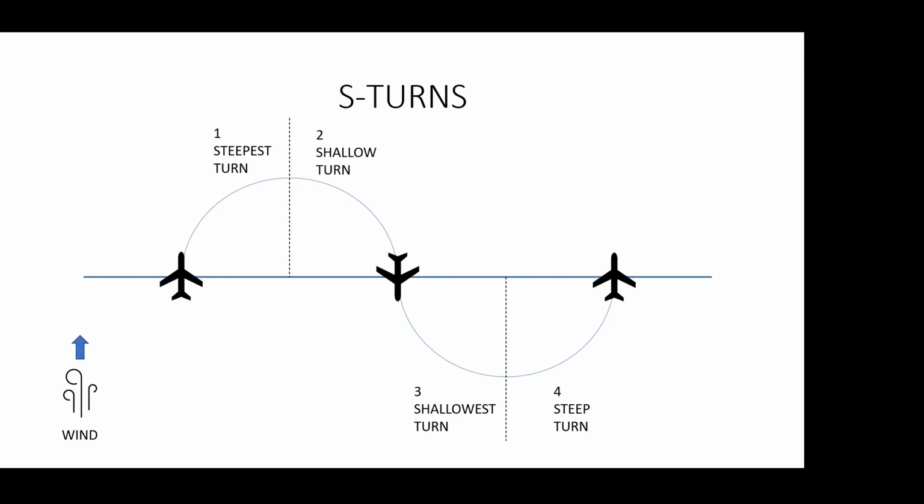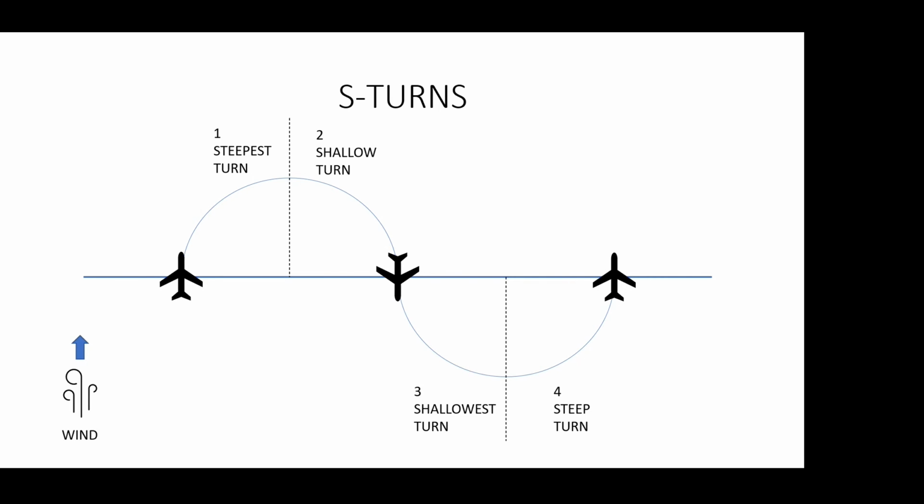So as you start to make that turn from quadrants 1 to 2, what does your rate of turn need to do? It needs to decrease. It needs to become more shallow. It needs to become more shallow as you go from quadrant 1 to quadrant 2. And that's on the downwind side of the road.